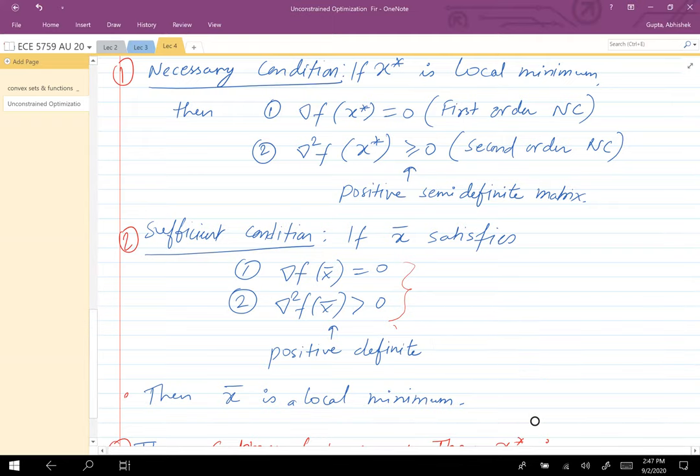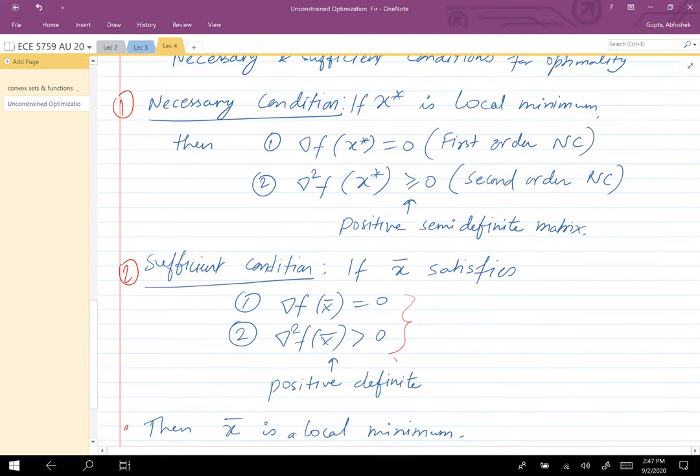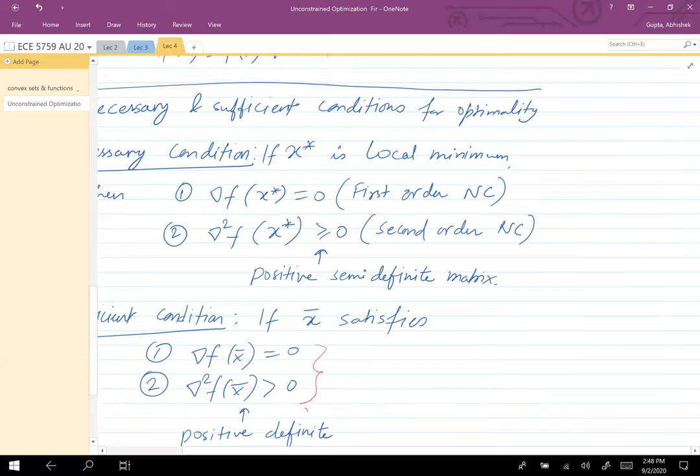So the difference between theorem one, the second part, and theorem two, the second part, is that there can be some X where the second derivative is a positive semi-definite matrix, but it's not necessarily a local minimum. Absolutely. That's okay. If I had time, I would go through the example, but since you have asked, let me write it here.